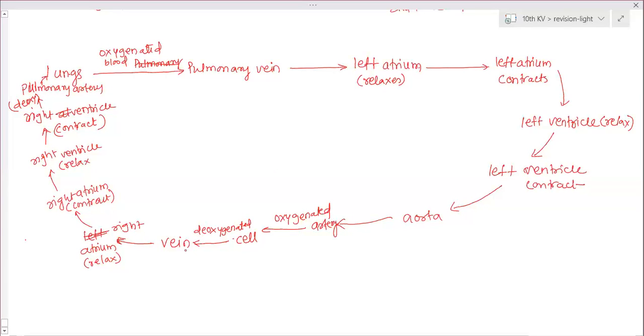So it will transfer to the veins and be poured into the right atrium. Veins further combine to form the vena cava. The vena cava transfers the blood to the right atrium. When the right atrium is relaxed, at that time it receives it. When it contracts, it passes the blood to the right ventricle. When the right ventricle relaxes and then contracts, it pours the blood into the pulmonary artery, and from the pulmonary artery it will be taken into the lungs again. So this is one cardiac cycle.